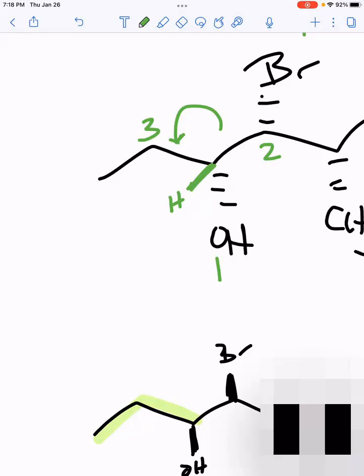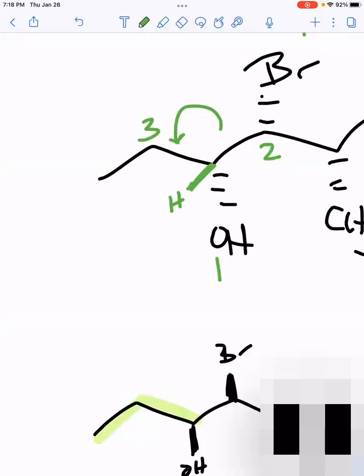Okay, sorry. Can you ask that question one more time, please? Look at the priorities and tell me how you would classify that stereo center. Would it be R or S on the normal condition? It would be S. Right.